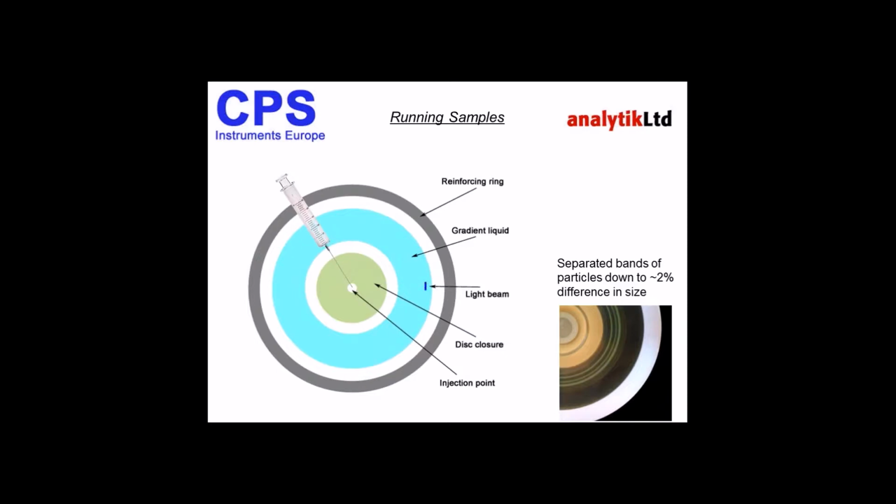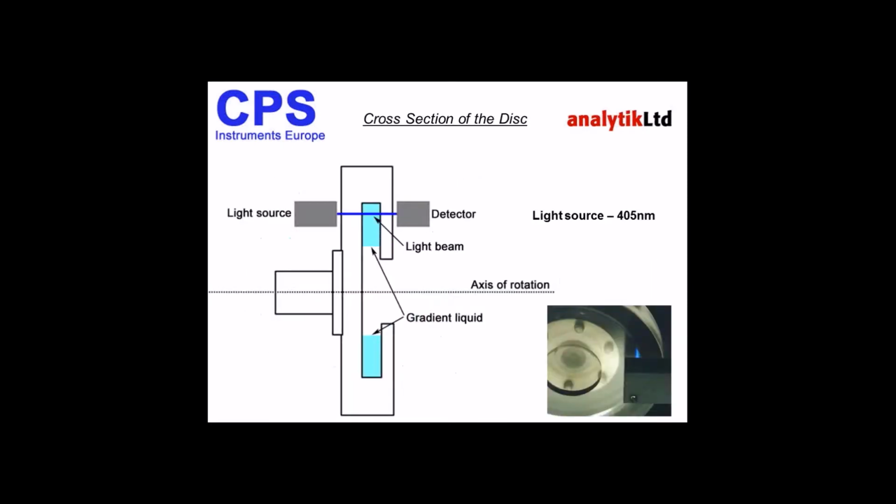The light source detector is actually sitting on the edge, which you can see by this vertical blue line. It makes it a little bit clearer if I show you the cross-section of the disc. So this disc is being rotated here. This is the axis of rotation, and you can see that the disc is in between a light source and detector.